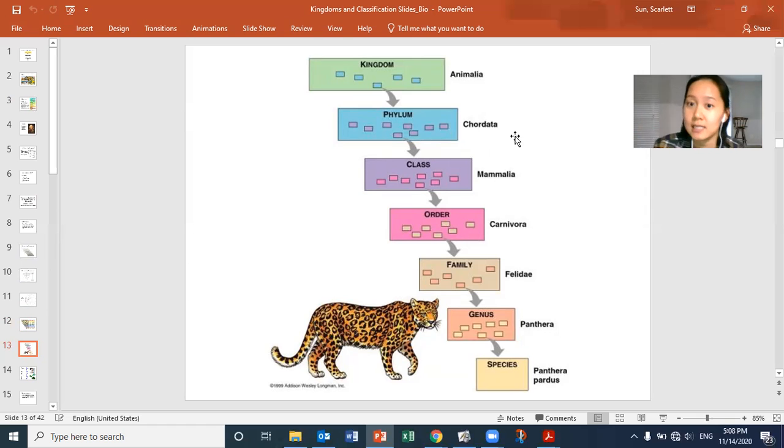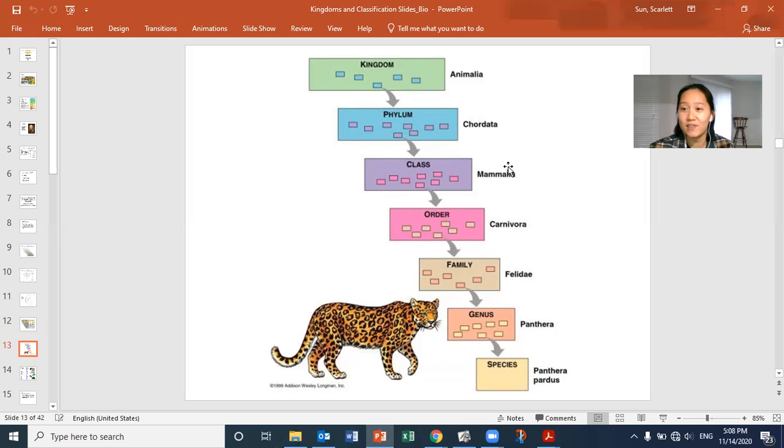So within Chordata, you have Mammalia, which means mammals, which means that these organisms have fur or hair, and they produce milk out of mammary glands, okay? So what is an animal that has a spinal cord but is not a mammal? Think of an example.